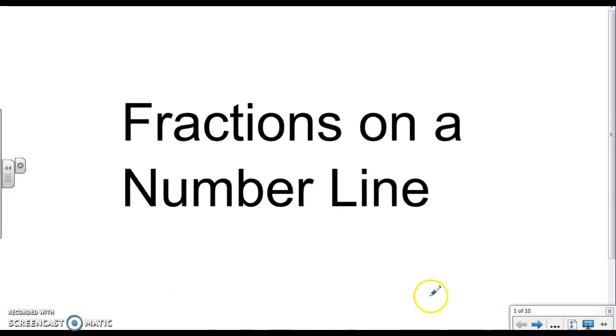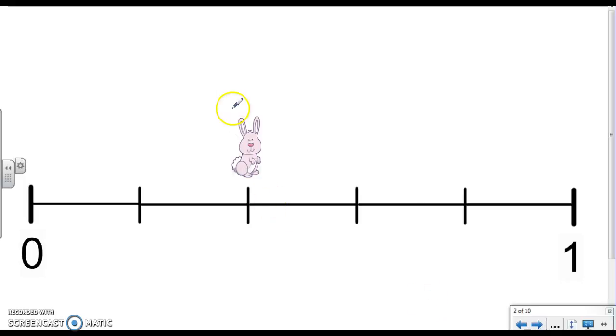All right, boys and girls, we are going to focus on fractions on a number line. So I think you'll enjoy this. We're going to use the idea of a bunny rabbit to help us with fractions on a number line. And of course, proper fractions are fractions that are worth more than 0, but less than 1. And we're talking about part of one whole.